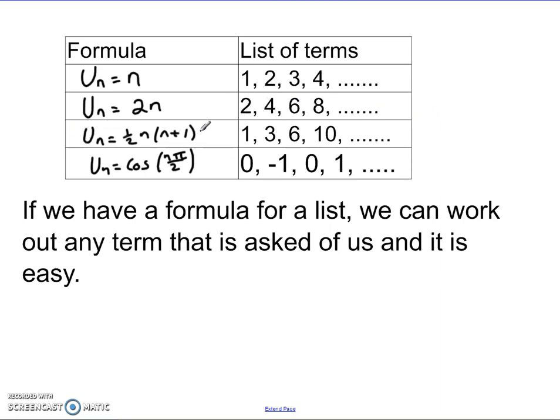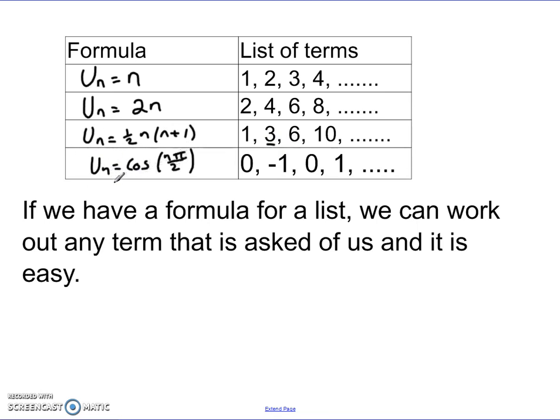Another rule, you can start to build up the complexity if you like. Un equals a half n bracket n plus 1. So whatever the nth term is, I take the number, half it, and I multiply it by whatever that number is with 1 added on. So if it was U1, I'd do a half times 1 bracket 1 plus 1. So I'd have a half times 1 times 2, which would give me the first term here of 1. My second term, U2, would be a half times 2 bracket 2 plus 1. So it would be a half times 2 times 3, which would give me my next term here, the 3. We could follow that and get any term within it.